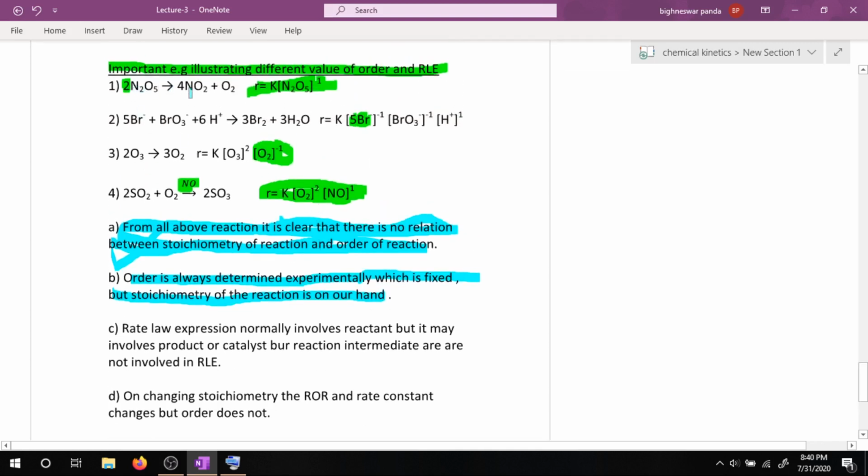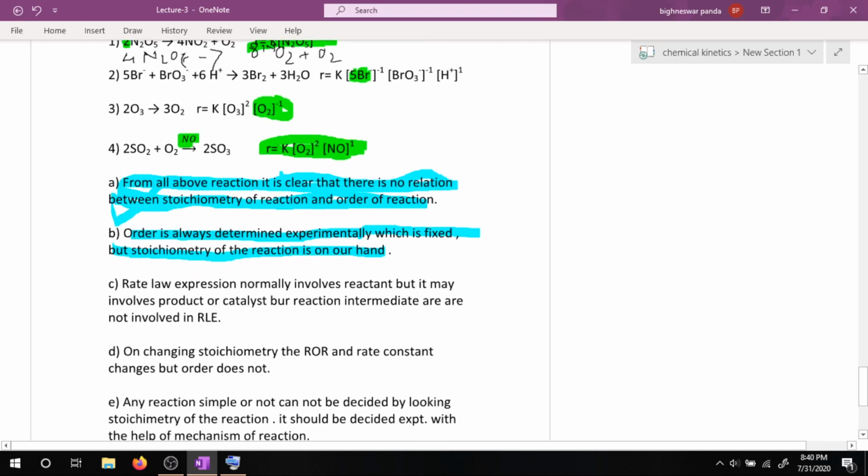Simply, 2N2O5 gives rise to 4NO2 plus O2. Here I can write 4N2O5 gives rise to 8NO2 plus 2O2. Simple. Stoichiometry I can change, but order cannot be changed.